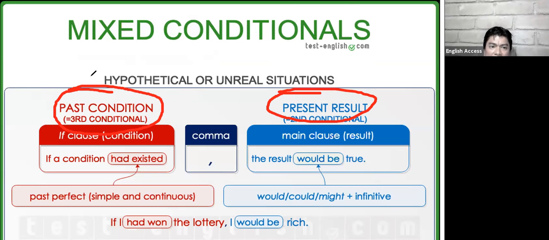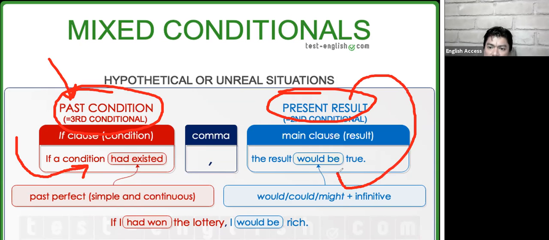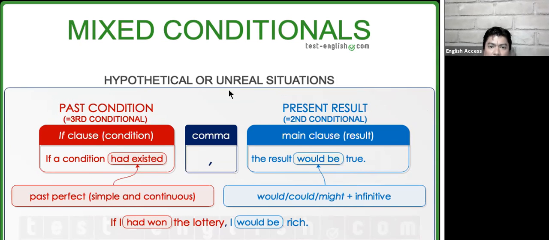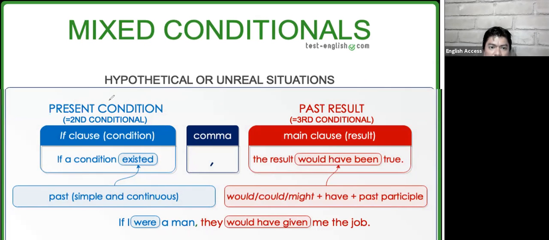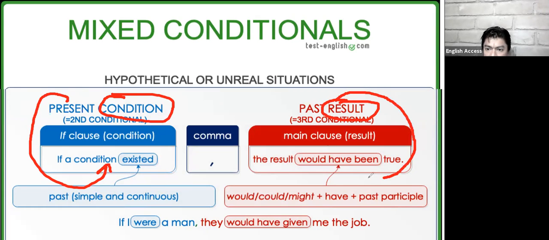If the condition is in the past, then you need past perfect. If the result is in the present, then you need would plus infinitive, simple form. And the same goes the other way. If the condition is in the present, then you need simple past. And if the result is in the past, then you need perfect modal. That's how you need to check it. But I'm going to write it again, hold on.